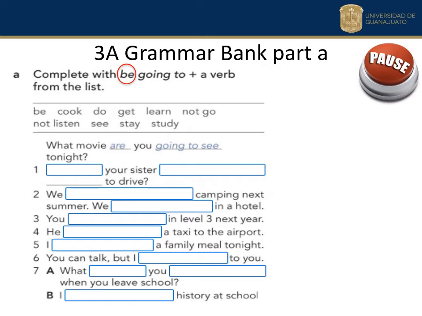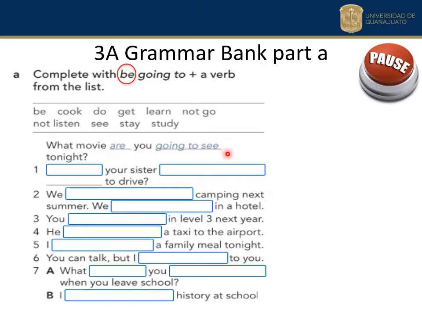Okay, so this is the activity for the grammar bank, part A, and you have to complete with be going to plus the verb from the list, okay? Remember that the verb be, you need to change it depending on the subject, okay? Like in the example here, what movie? Aquí tenemos el sujeto es you, entonces por eso está are. What movie are you going to see tonight?